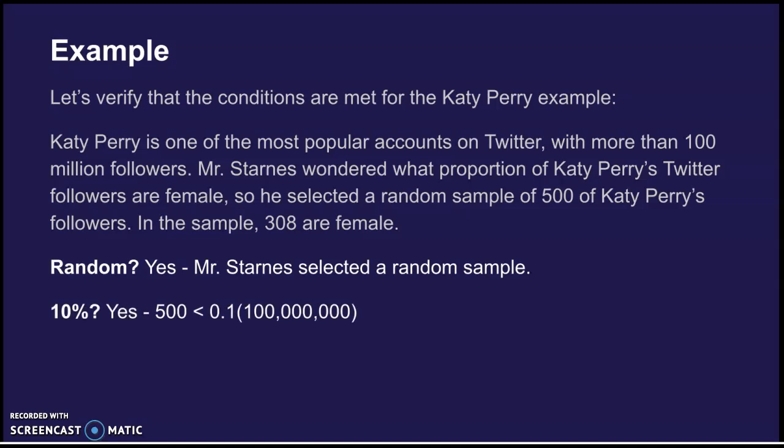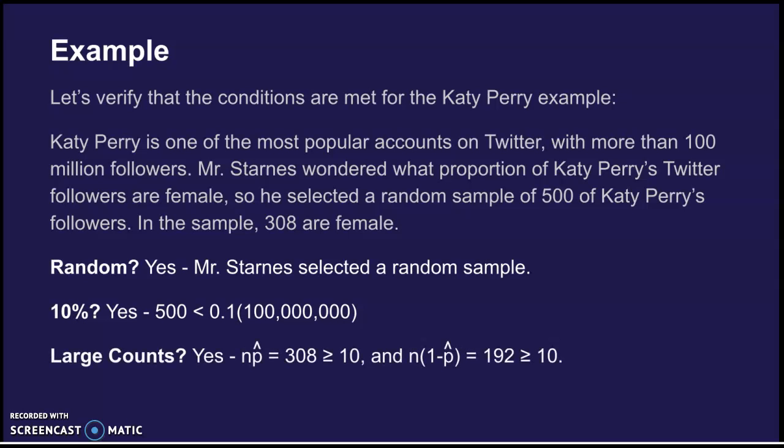10%. Yes, 500 is definitely less than 10% of 100 million. Large counts, yes. n times p hat is 308. That's greater than or equal to 10. And n times 1 minus p hat is 192, also greater than or equal to 10. You'll notice that n times p hat is 308. That's actually the sample proportion, the 308 females. And then 192 is the rest of them.